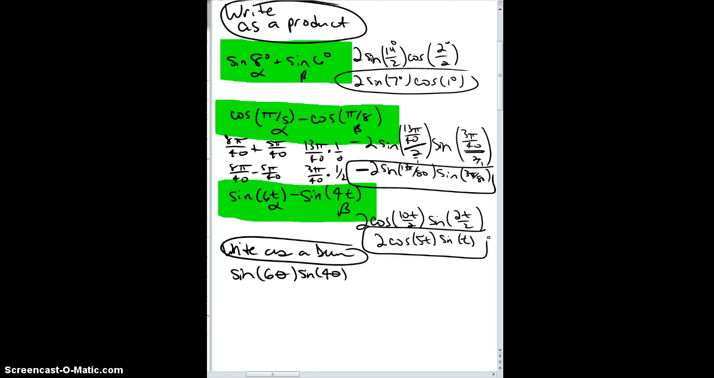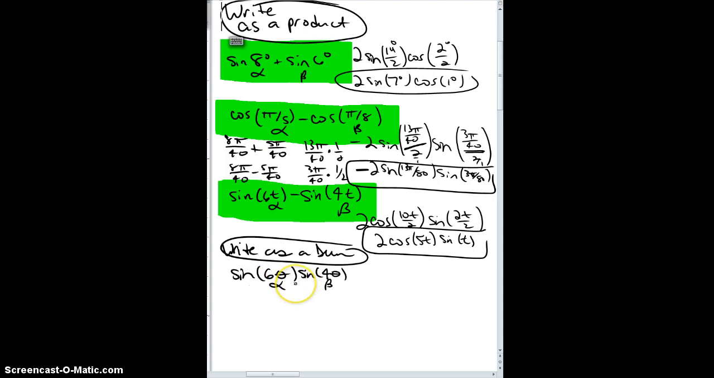All right, and then the last problem I have here says to write it as a sum. I'm giving you the product, and I want you to write it as a sum. So here's your alpha, and here's your beta. So you have to go backwards, and well, technically we can use the product to sum formula, so we don't have to go backwards.